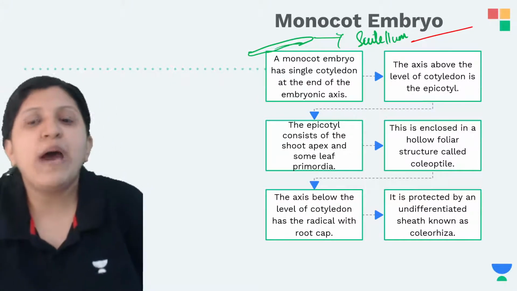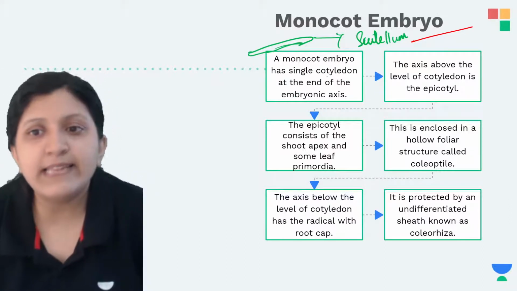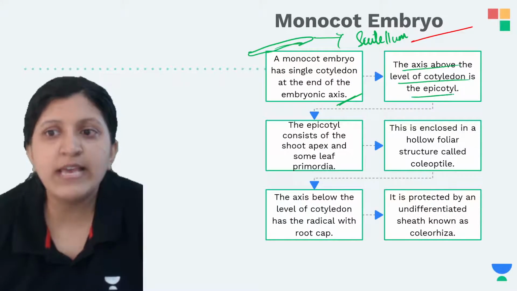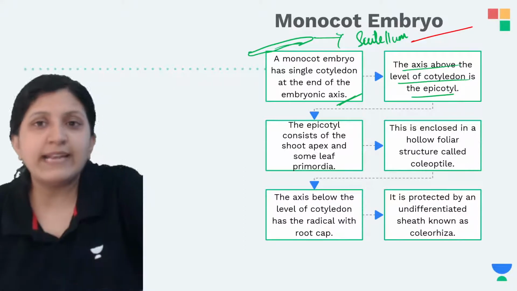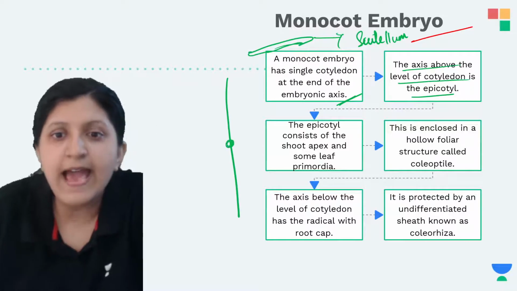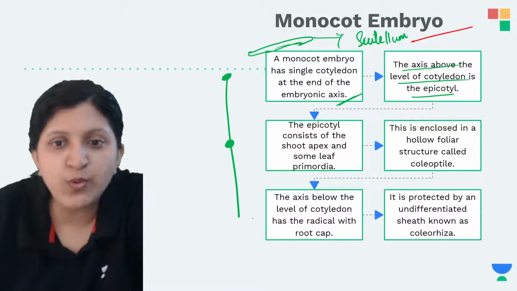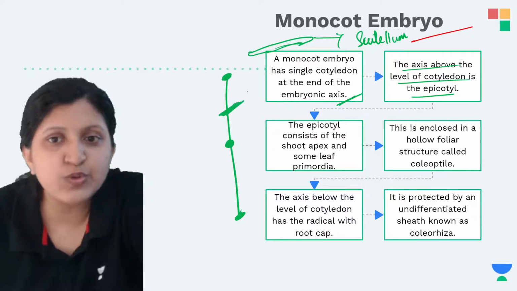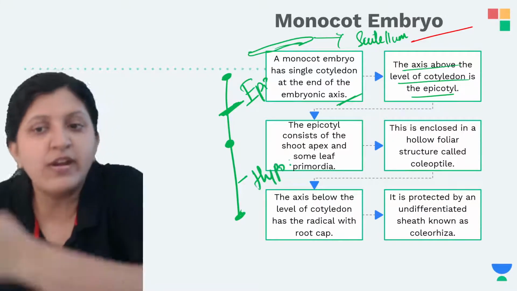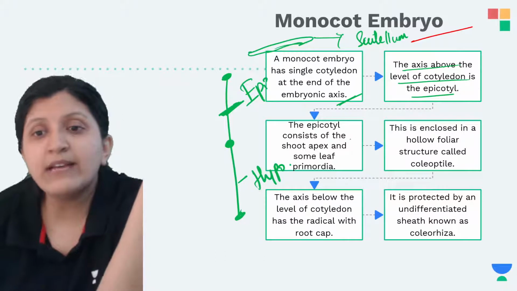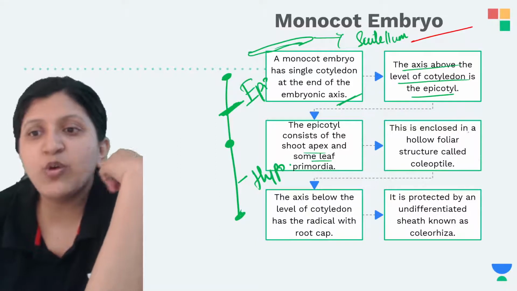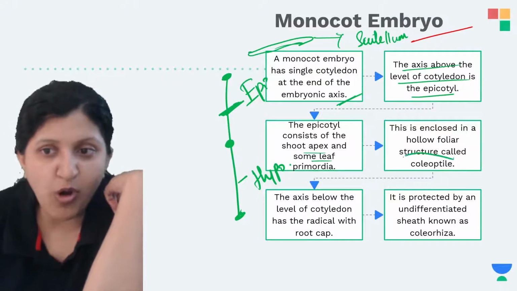So the monocot embryo has a single cotyledon at the end of the embryonal axis. The axis above the level of the cotyledon is the epicotyle. Let's say this is the axis, this is the embryonal node, this is the plumule, and this is the radicle. So in that case this could be the epicotyle and this could be the hypocotyle. The epicotyle consists of the shoot apex and some leaf primordia, which is enclosed in a hollow foliar structure, that is the coleoptile.